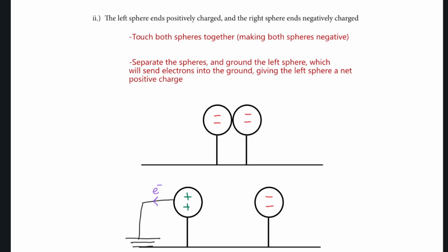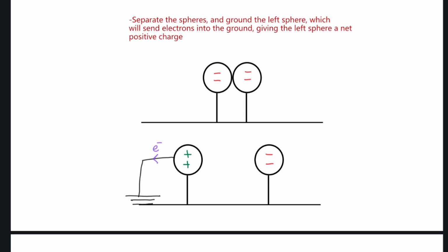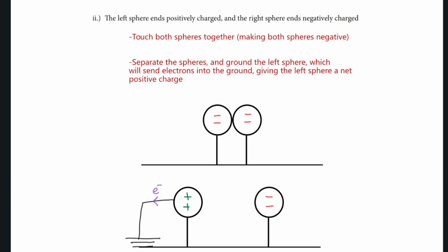Touch both spheres together, because then they'd both share negative charge, and then ground the left sphere, because that would cause the electrons to get pushed into the ground from that left sphere, so we get opposite charges. Of course, we could do the simple case of just flip the spheres around, but this is more creative.